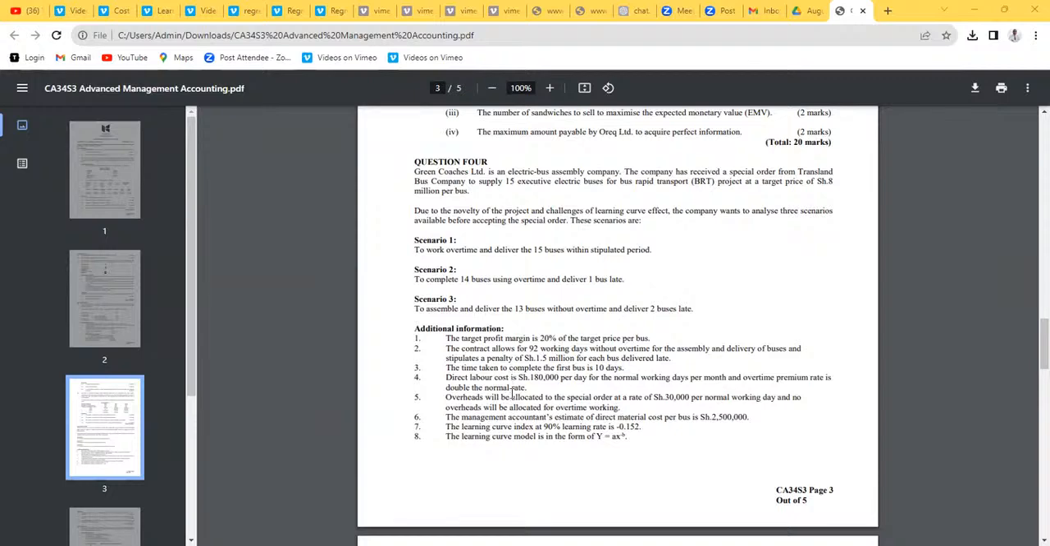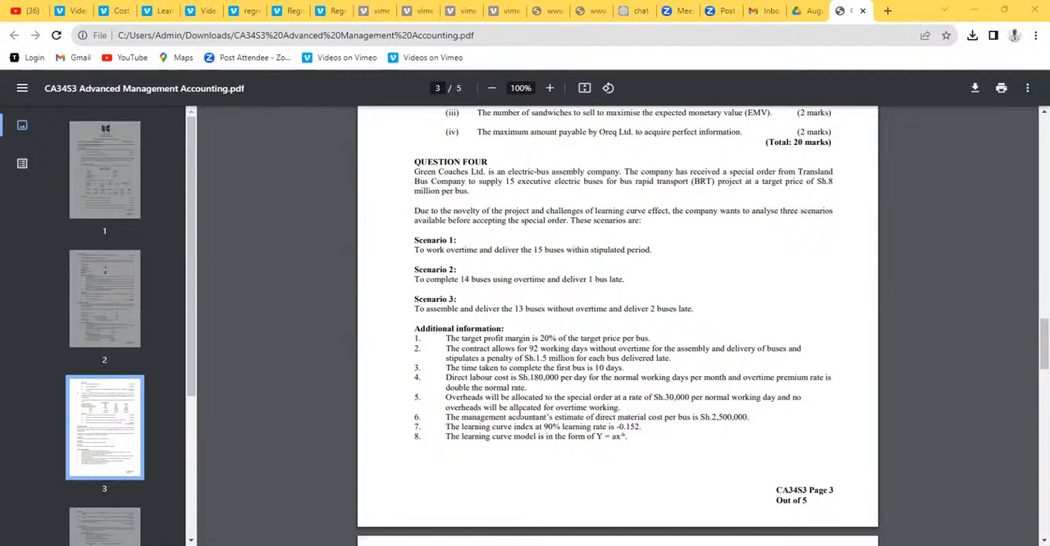Direct labor cost is shillings 180,000 per day for the normal working days per month, and overtime premium rate is double the normal rate. Overheads will be allocated to the special order at the rate of 30 shillings per normal working day, and no overheads will be allocated for overtime working. The management accountant's estimate of direct material cost per bus is 2.5 million.